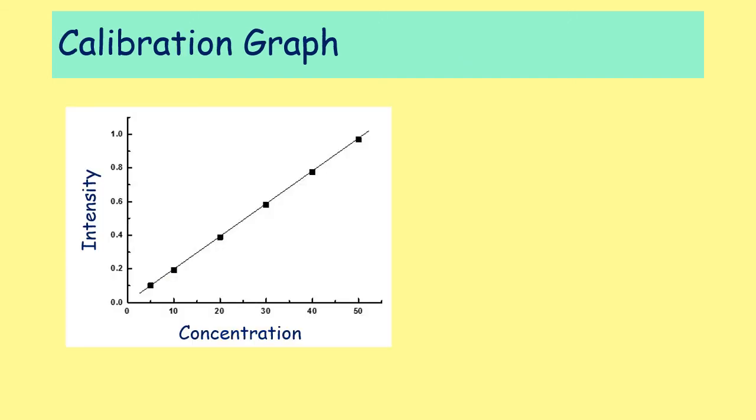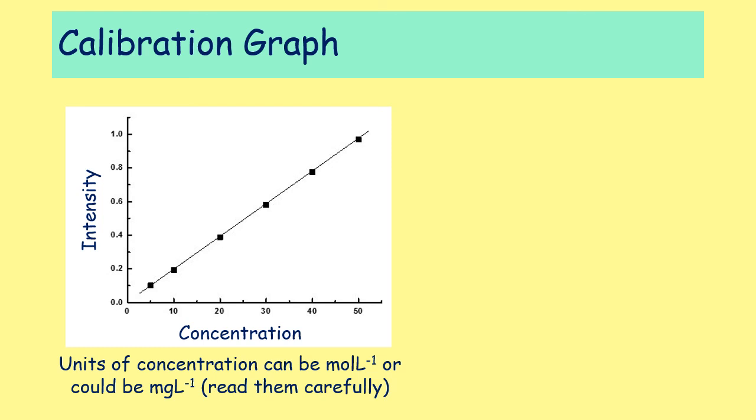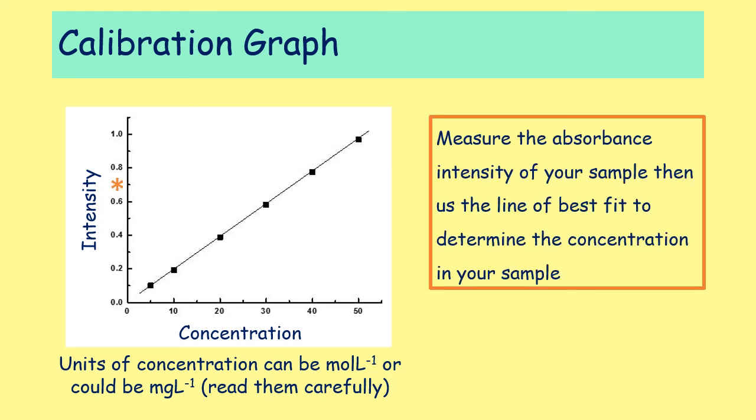So this is what your typical calibration might look like. Your concentration can be any measurement of concentration. It doesn't have to be moles per litre. It can be mass per litre. You measure the absorbance of your sample, you read across to the calibration graph, and then you read down to the concentration. Remember, if you needed to dilute your sample in order to fit it on the calibration graph, to then scale up your concentration based on whatever dilution factor you had.